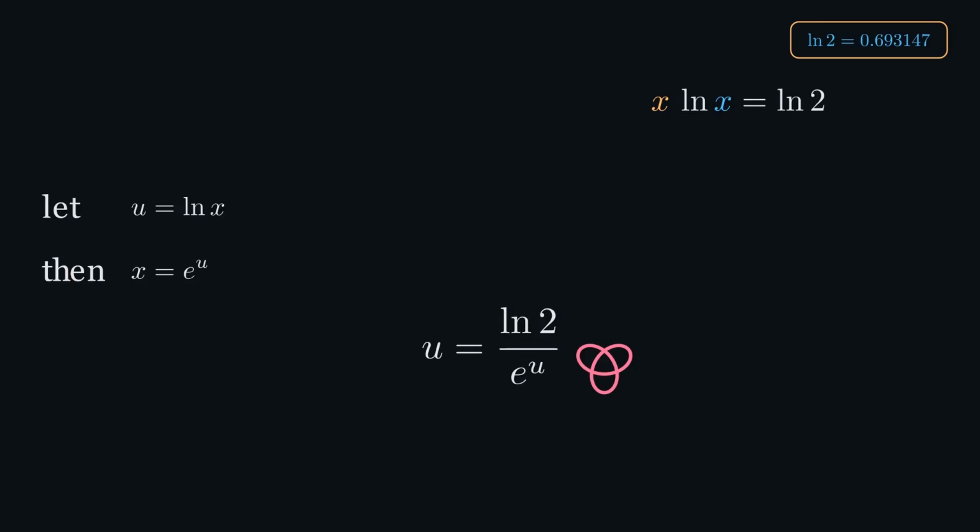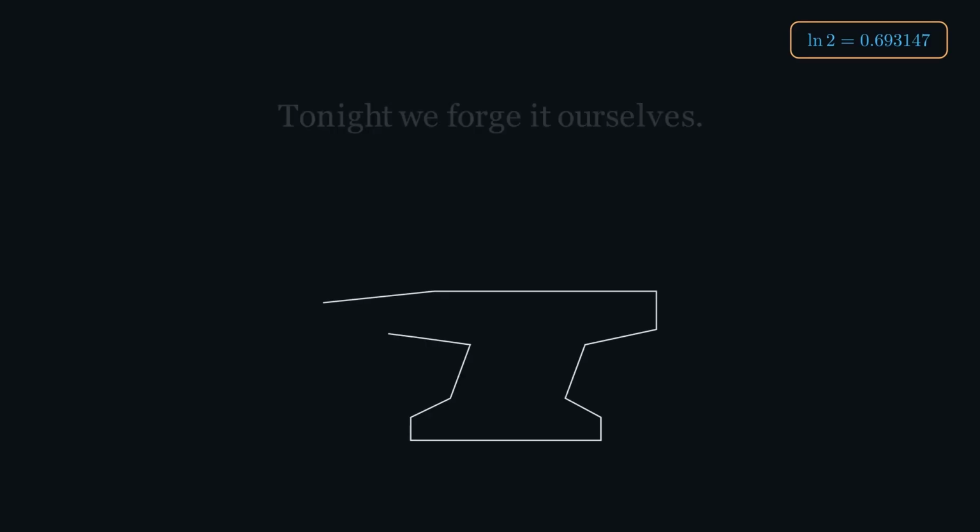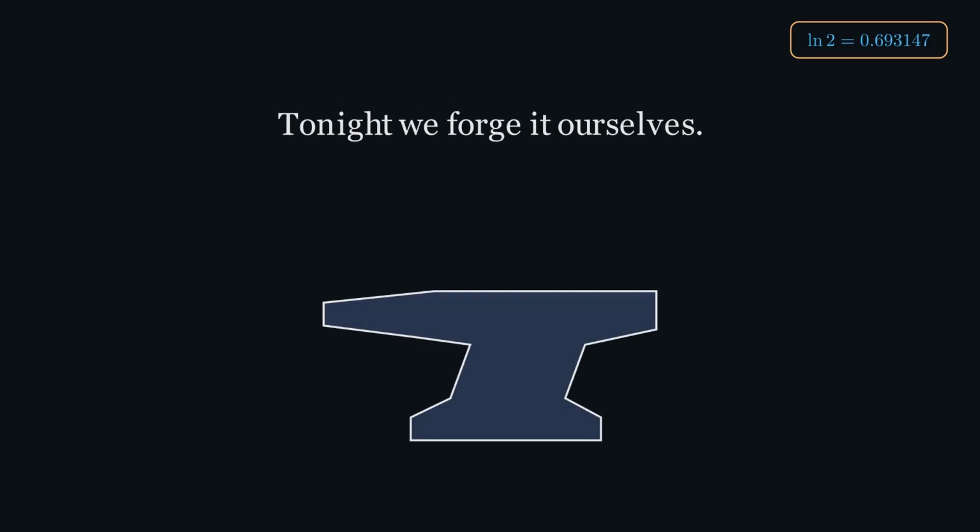It is provable that no finite combination of school operations, plus, times, powers, exponentials, logarithms, will ever isolate this u. So the toolbox is genuinely missing a tool. Fine. Tonight we forge it ourselves.